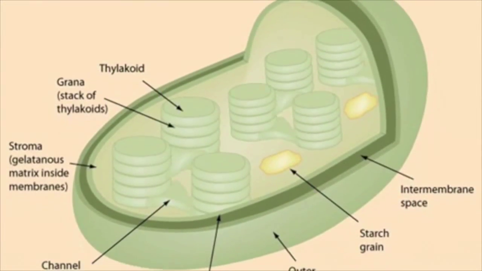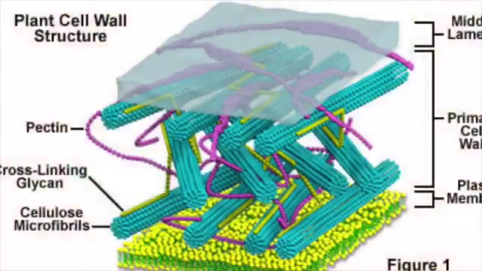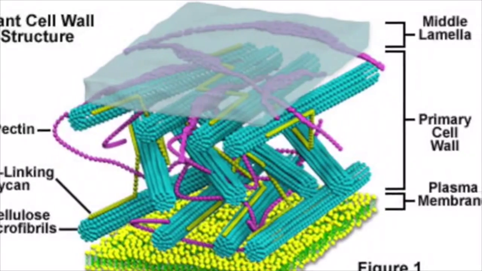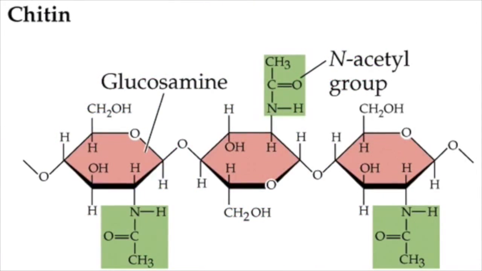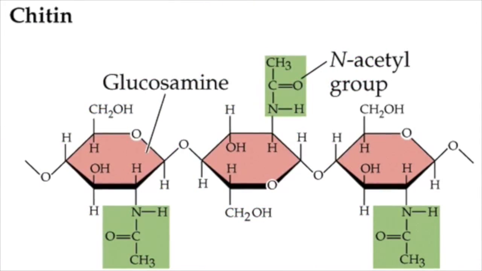Starch is a storage polysaccharide in plants. Cellulose is used in cell walls to strengthen them. And finally, chitin is a structural polysaccharide used by insects and crustaceans to build their exoskeletons.